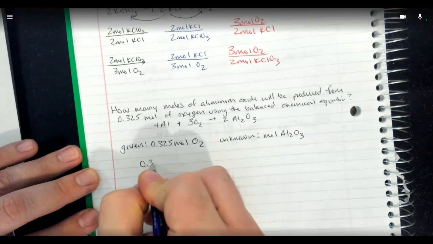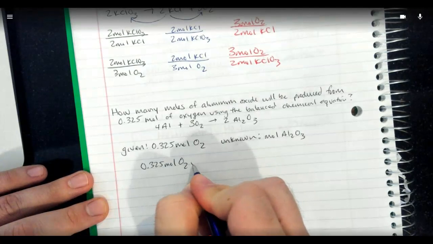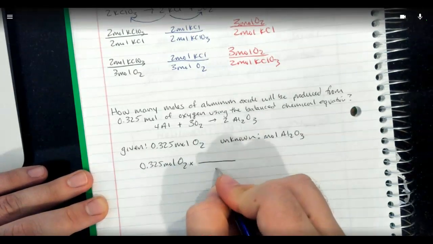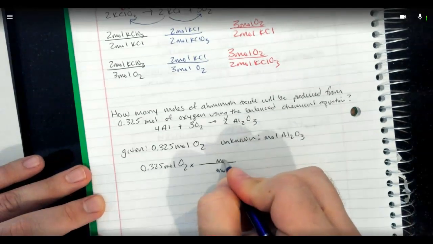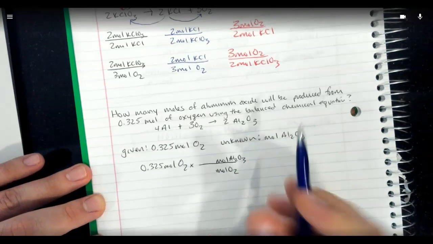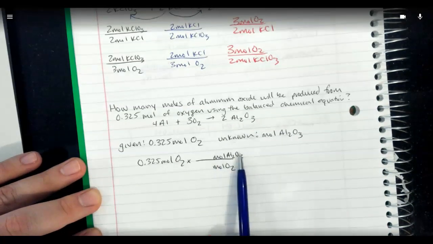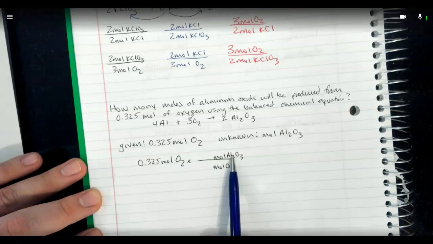So we write our given, 0.325 moles of oxygen. This first unit, whatever it is, it's always going to drop down right here. So moles of O2. And now that we're in moles, we can go to moles of Al2O3. Notice, when we have mole over mole, that's when we can change substances. If this was gram to mole, we couldn't change substance. Mole over mole, that's when we can change substance.